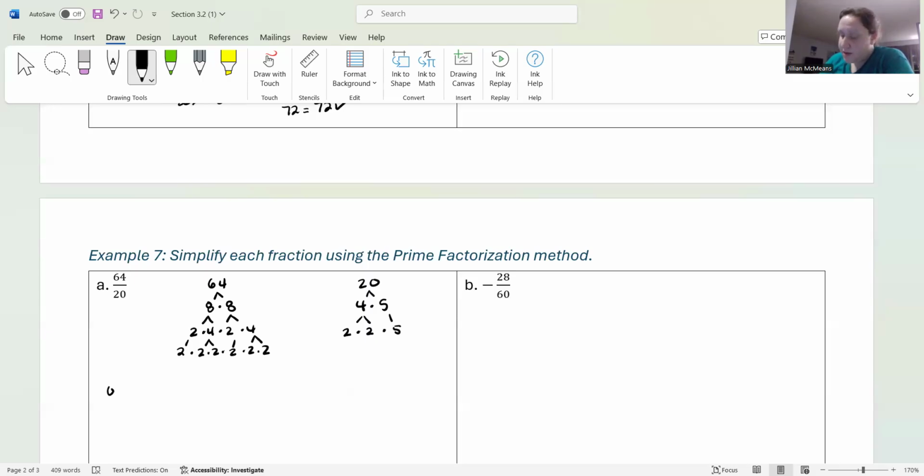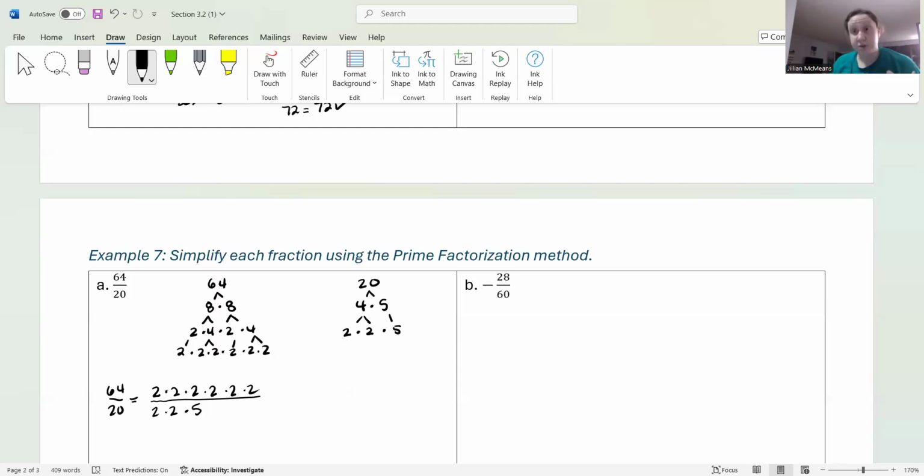So then what I do is I take my 64 over 20 and I rewrite it. I'm going to rewrite it as 2 times 2 times 2 times 2 times 2, so let's see, 1, 2, 3, 4, 5, 6. So 6. And then 20, I'm going to write as 2 times 2 times 5.